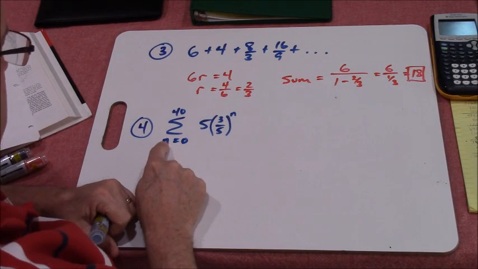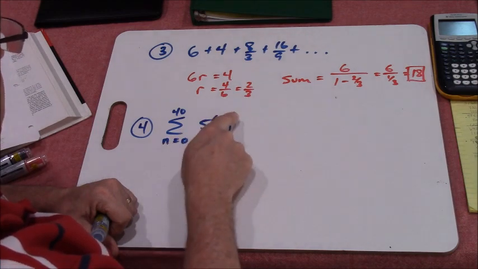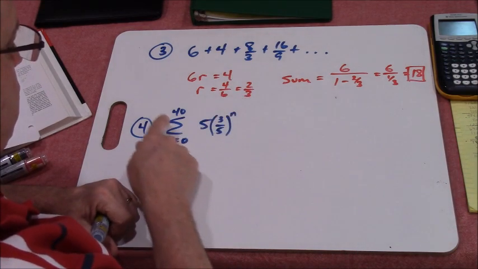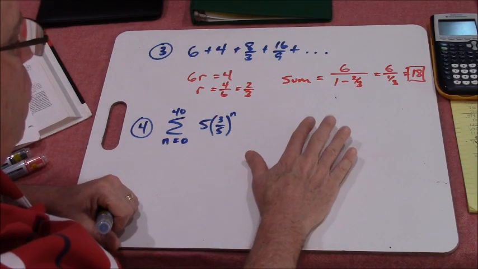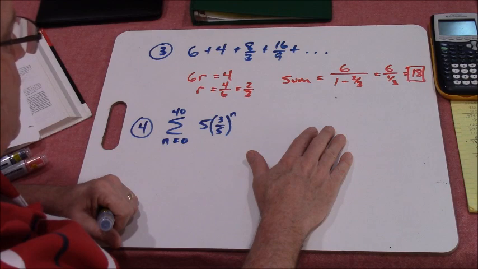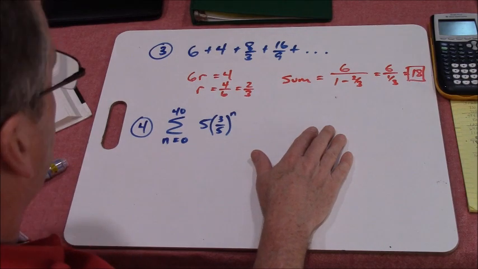But yeah, we're going to first let n equal 1, plug it in, then 2, then 3, then 4, 5, and so on, all the way up to 40. That's a lot of things to write down. And so what we need to do is figure out a better way to do this.